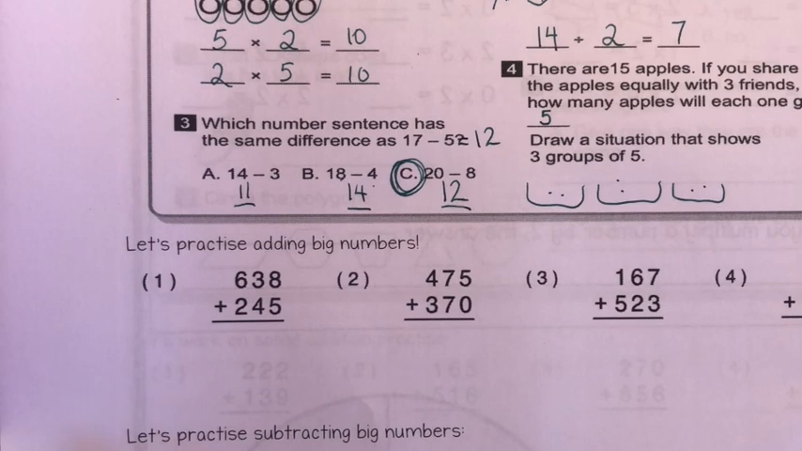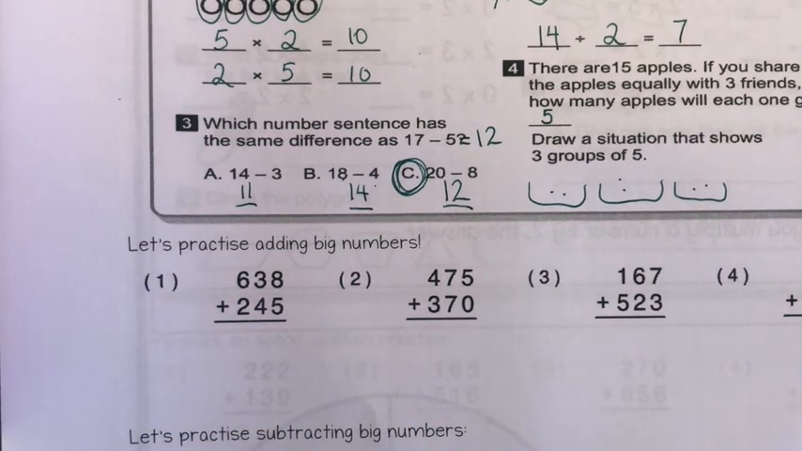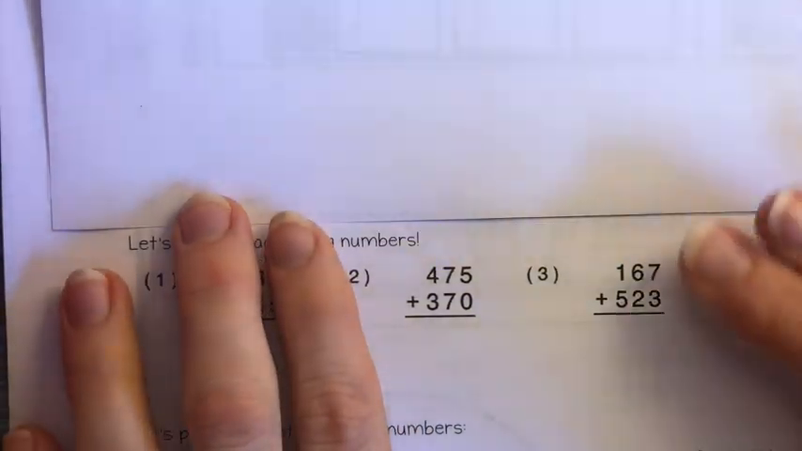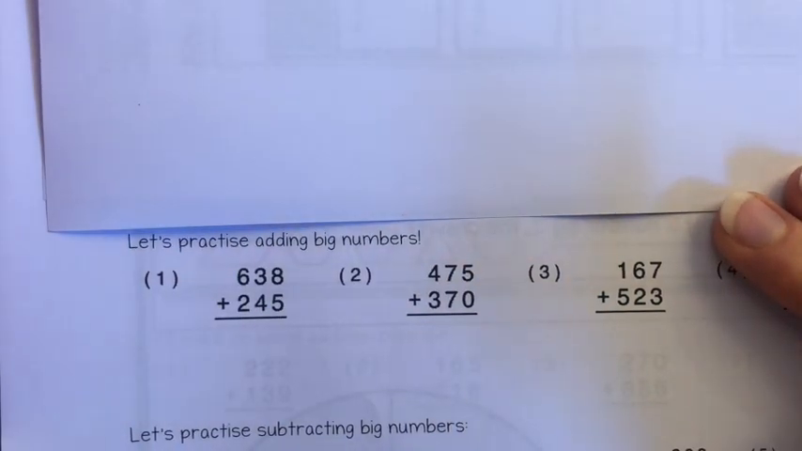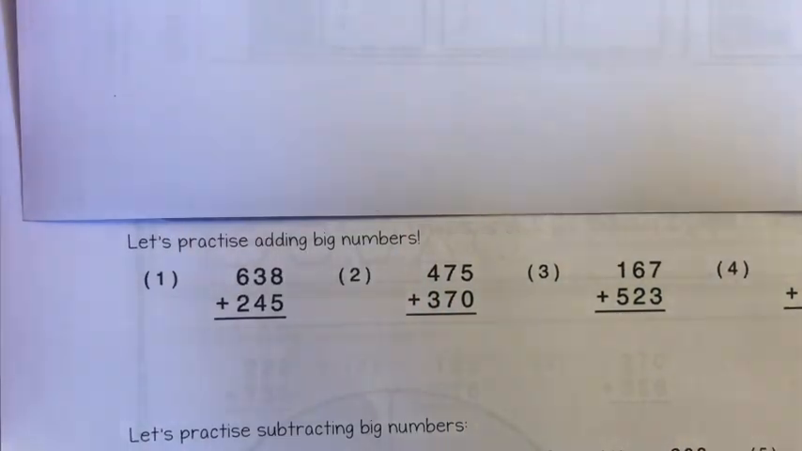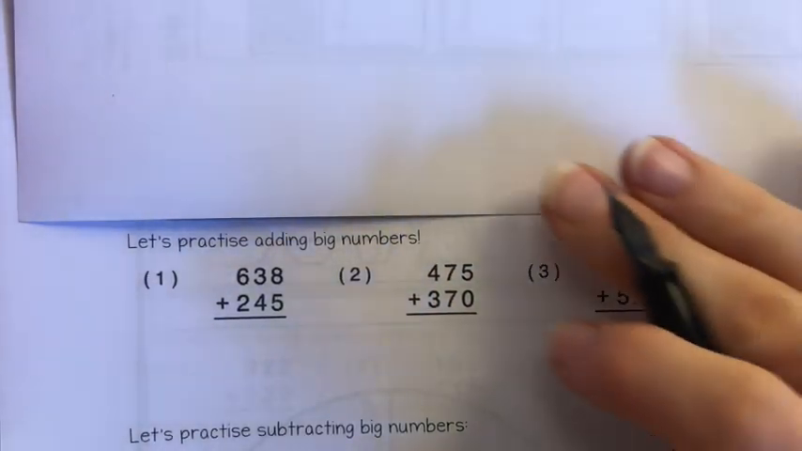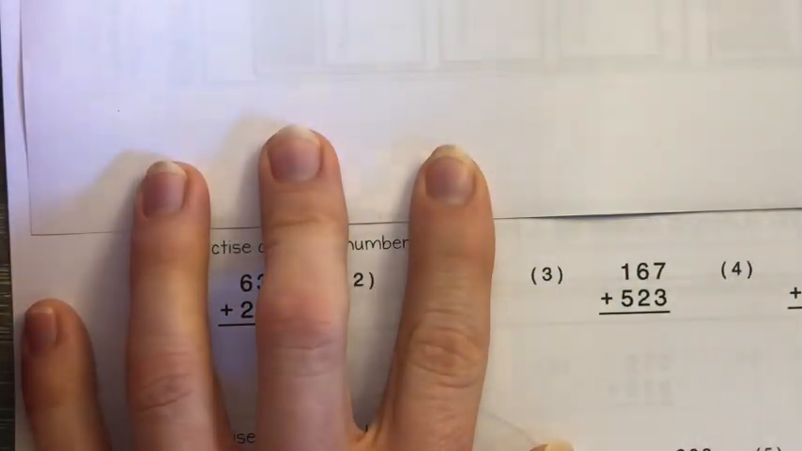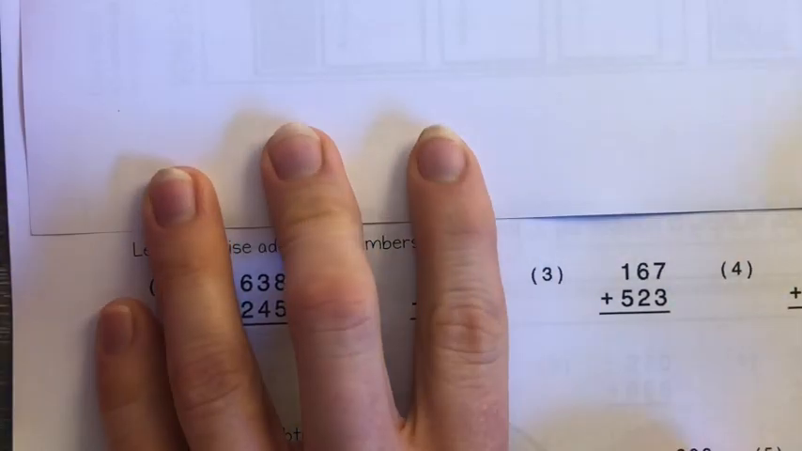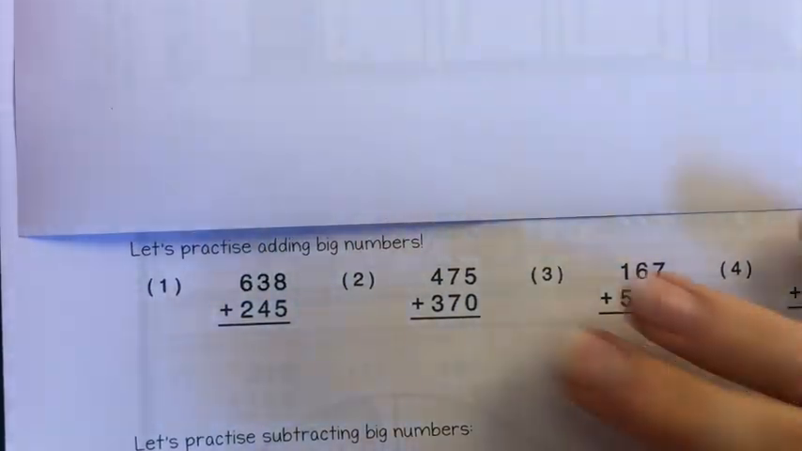Now we are going to move on to adding bigger numbers. It's just like adding 2-digit numbers. When we add 3-digit numbers, we just have to keep one more column in mind. I'm just going to cover this up so it's not distracting you and you can really focus on what we are working on at this moment. So let's practice adding big numbers. Let me get my sheet here, make sure it's not going to get in your way, and move my markers out of the way. Okay, we're going to practice adding our big numbers.